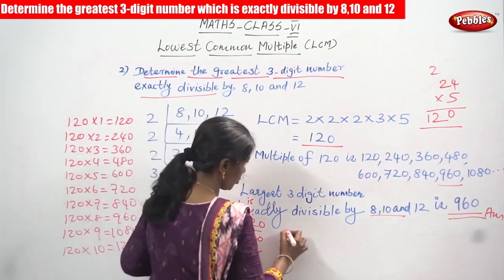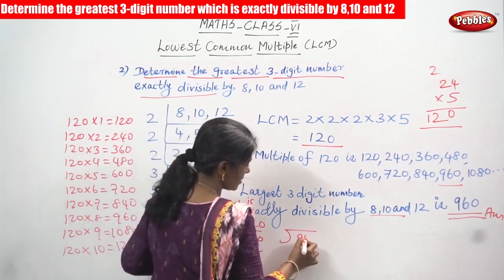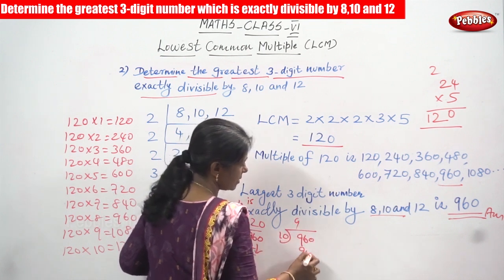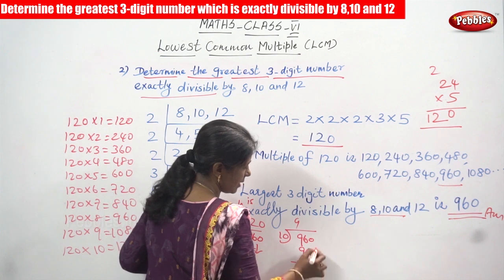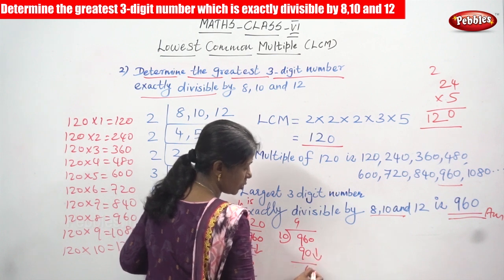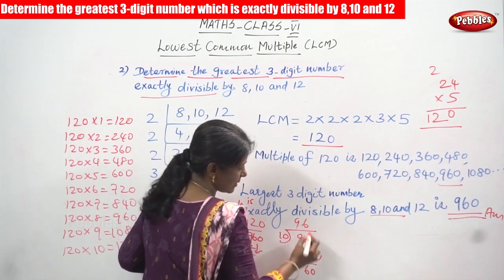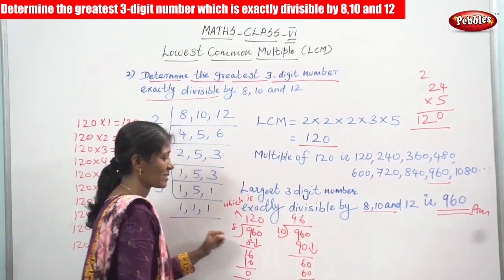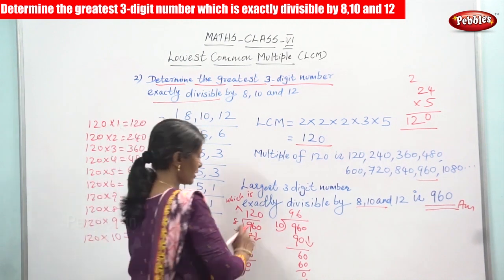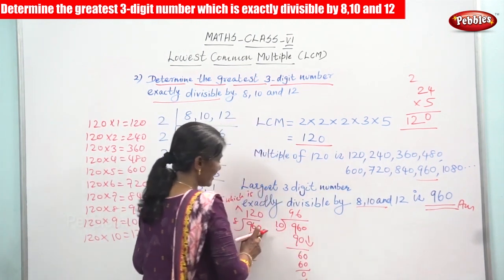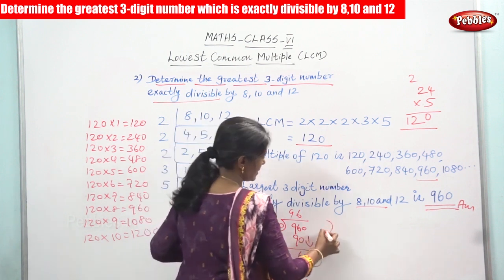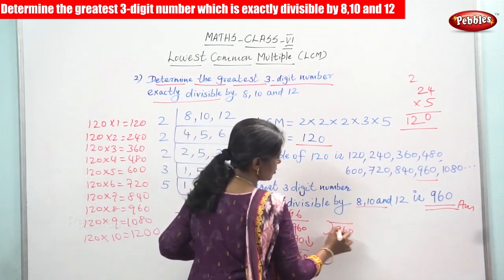The next one is 10. So 960 divided by 10. That is 9 10s are 90. The remainder is 6, and you bring down the 0, that is 60. Then 6 10s are 60, so that is 0 again. So the quotient is 96 and the remainder is 0. So it is also divisible. 960 is divisible by 8, 960 is divisible by 10. The last is whether 960 is divisible by 12.